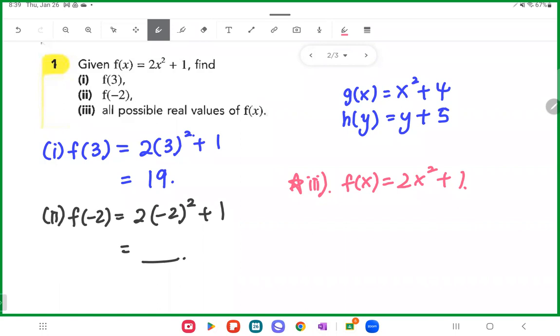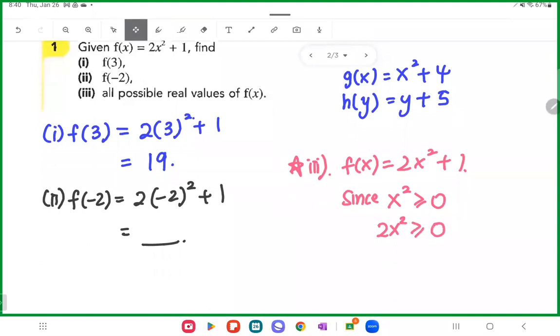Can my x squared be negative? Cannot, right? If my x is negative, my x squared will become positive. So what is my smallest x squared value that can happen? 0, right? So I'm going to have x squared more than or equals to 0, because this is the condition that my x squared is bound to. The moment x squared is more than or equals to 0, when I have 2x squared, it is still more than or equals to 0.